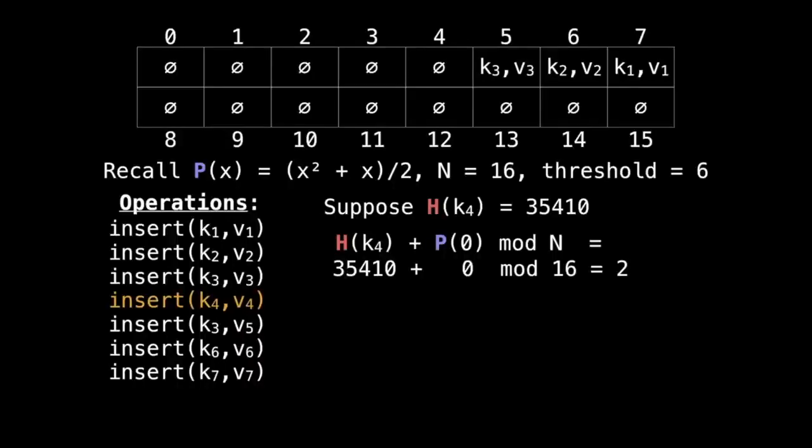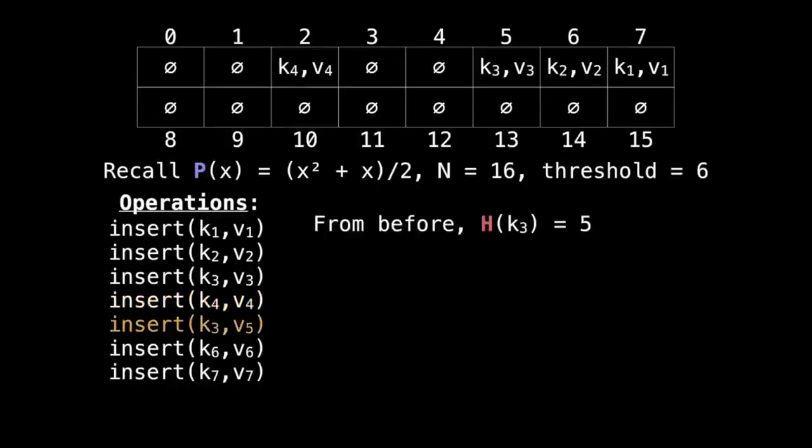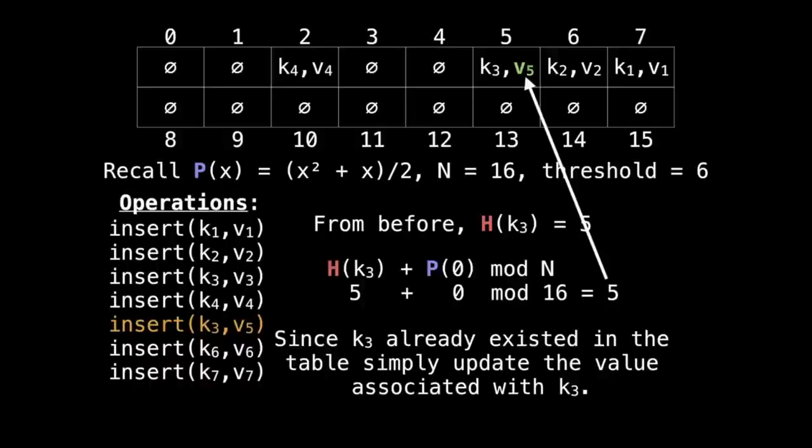So suppose that k4 equals 35,410. So when we mod that by 16, that gives us position 2. So we're going to say k4, v4 at position 2. So we've already seen k3, and we know its hash value is equal to 5. So since k3 is already in our hash table, we're going to be performing an update. So k3 plus the probing function at 0 gives us 5. So let's update value to be v5 instead of v3, which it was before.